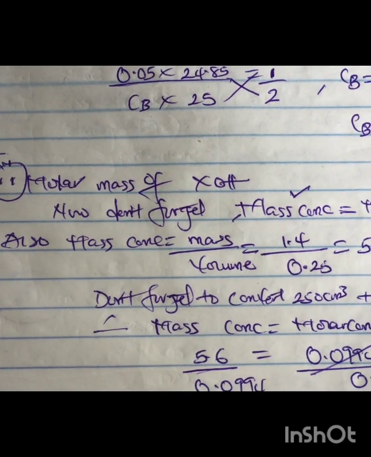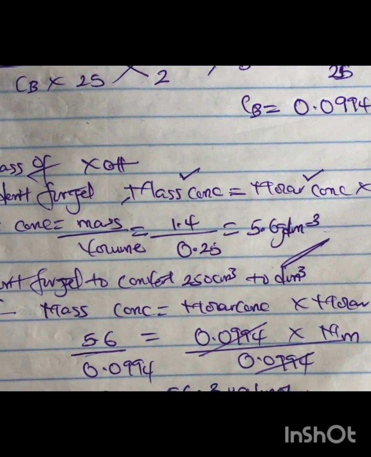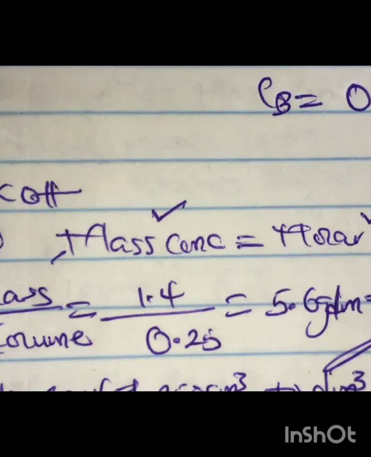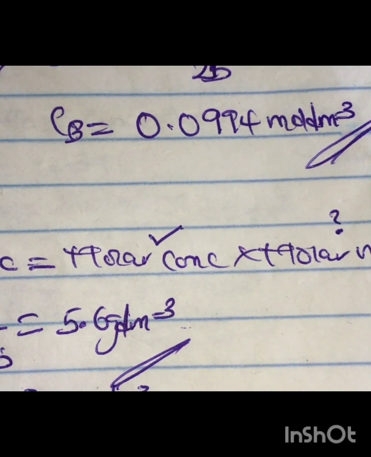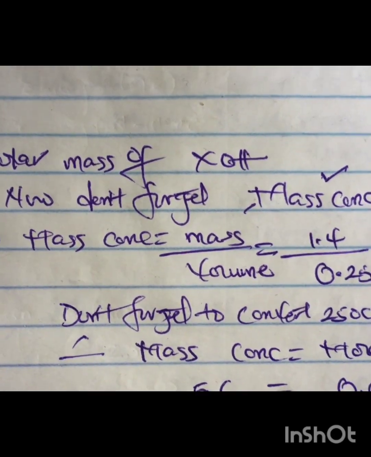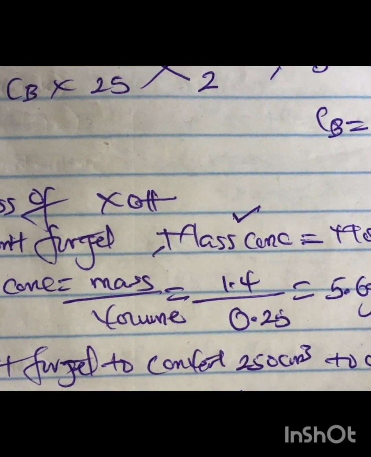Now the second question is the molar mass of XOH. Take note of this formula. You will love to write them down. Take your pen and your book, write them down. Mass concentration is equal to molar concentration times molar mass, right? Now what's your mass concentration? Look at the name, mass concentration. That's mass over volume. Your molar concentration is mole over volume.